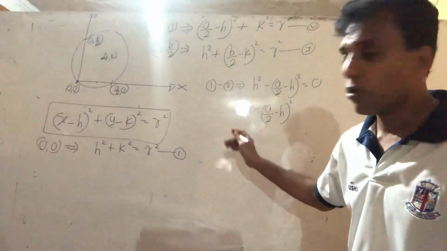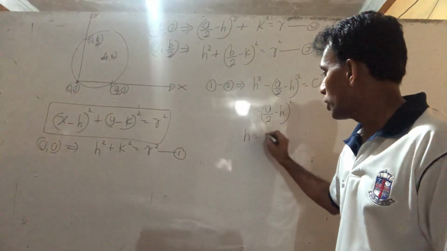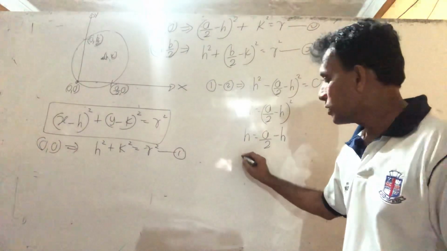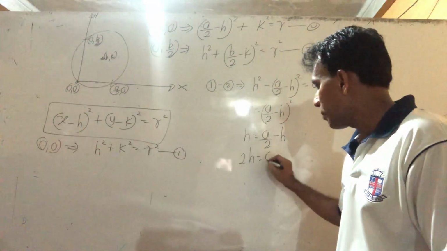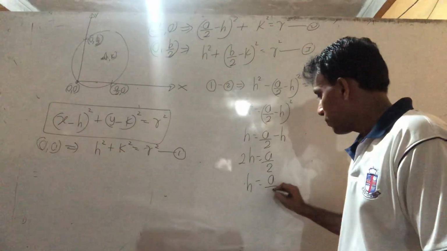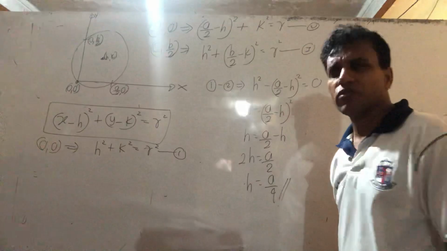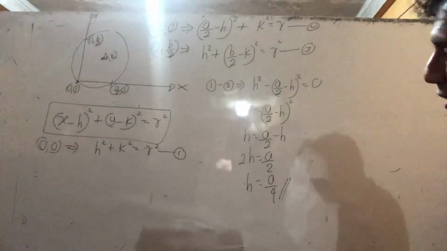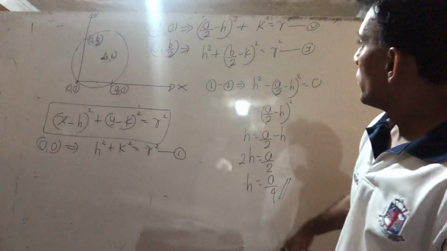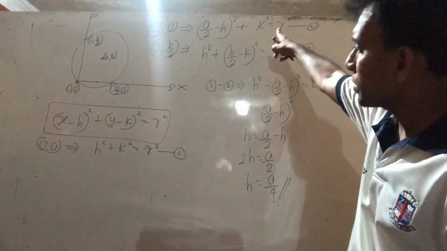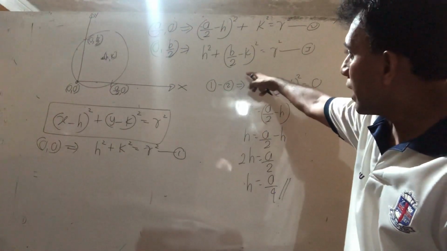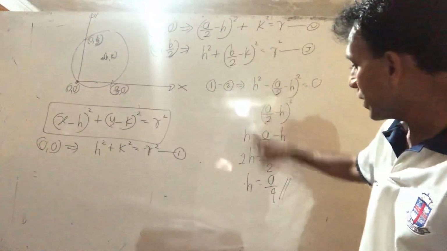Take the square root both sides. h equal a by 2 minus h. Okay, so that is 2h equal to a by 2. Therefore, h equal to a by 4, right? The relation in terms of h and a by 4. So try to get another equation in terms of k with the same idea. What happened if I equate this to, or subtract this, and you have the h and a relation.